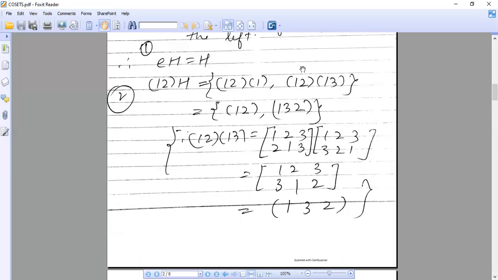So we have written here (1 2) into (1 3) will be (1 3 2). So (1 2)H will give you this set: (1 2) and (1 3 2).